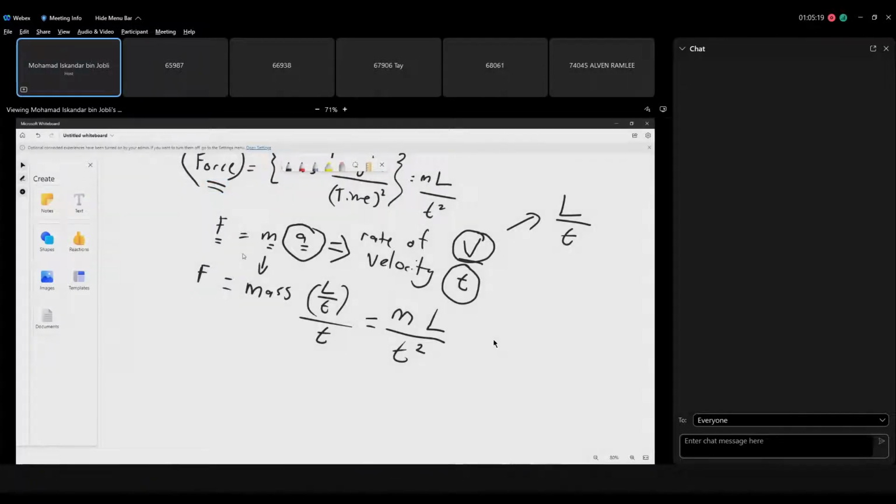What if I give you pressure? What is pressure? I want you to expand this into its primary dimension. Write it down in this format. This is power. What if you've got something like the Reynolds number? I want you to write it in this form.